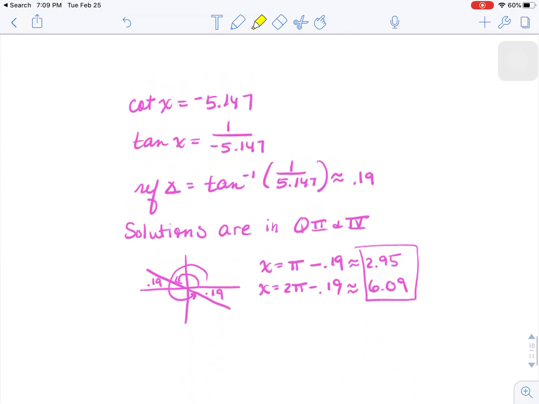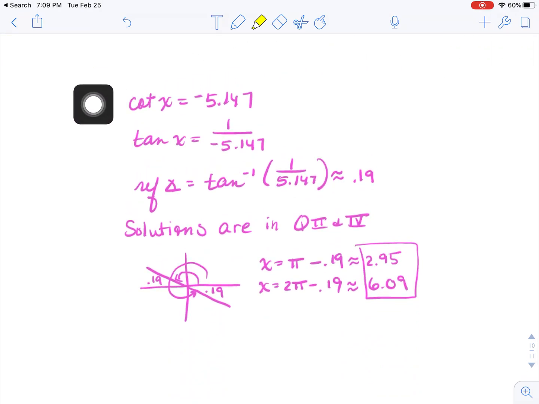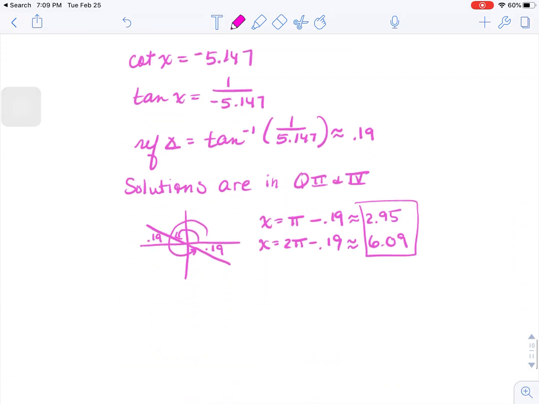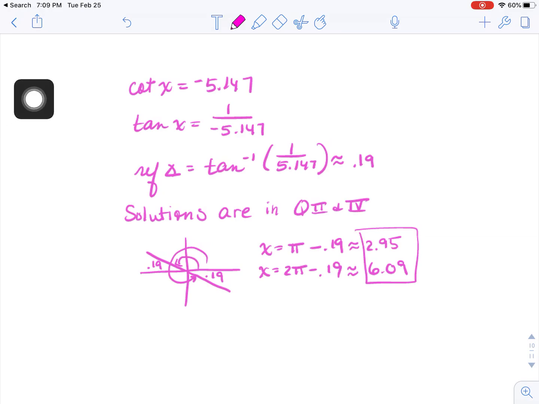Okay, so we needed to find the angles where cotangent of x was negative 5.147. We were dealing in radian mode because my constraint was in radians. So I had to change that to be in terms of tangent. Tangent and cotangent are reciprocals of each other. So I know tangent of x is 1 over negative 5.147. And I found the reference angle. My reference angle was inverse tangent of the positive ratio. And I got my reference angle to be 0.19 radians.